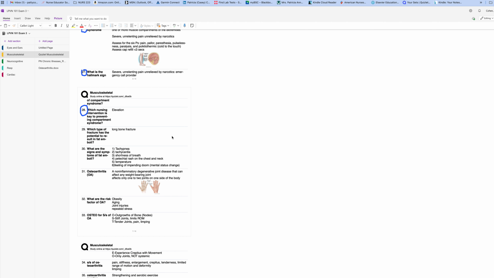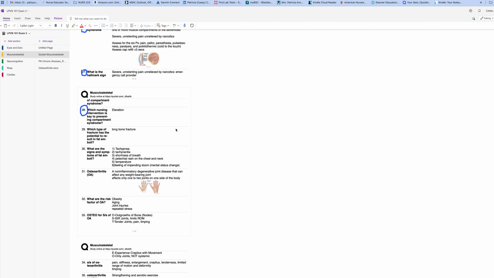Long bone fractures. Long bone fractures are the type of fracture where you need to be watching out for a fat embolism. So fat leaks out of the bones, gets into the vascular system, and it can lodge in their lungs, okay?